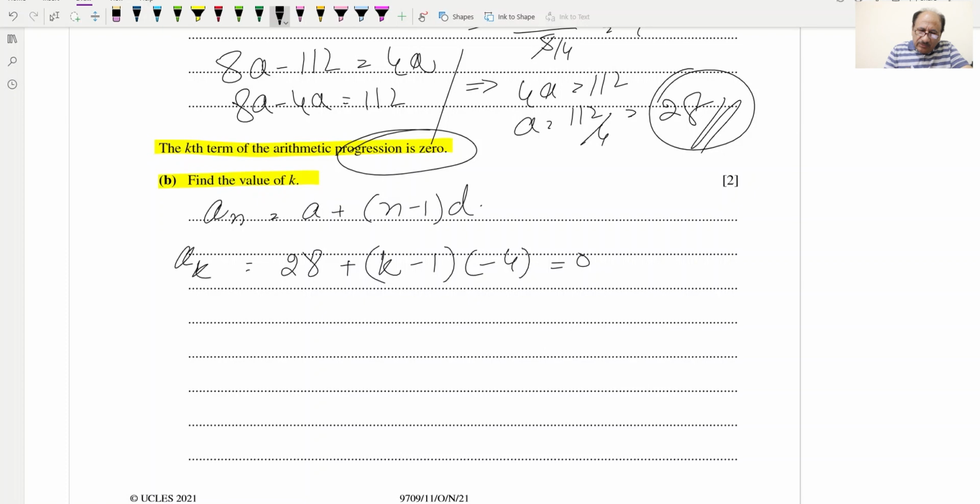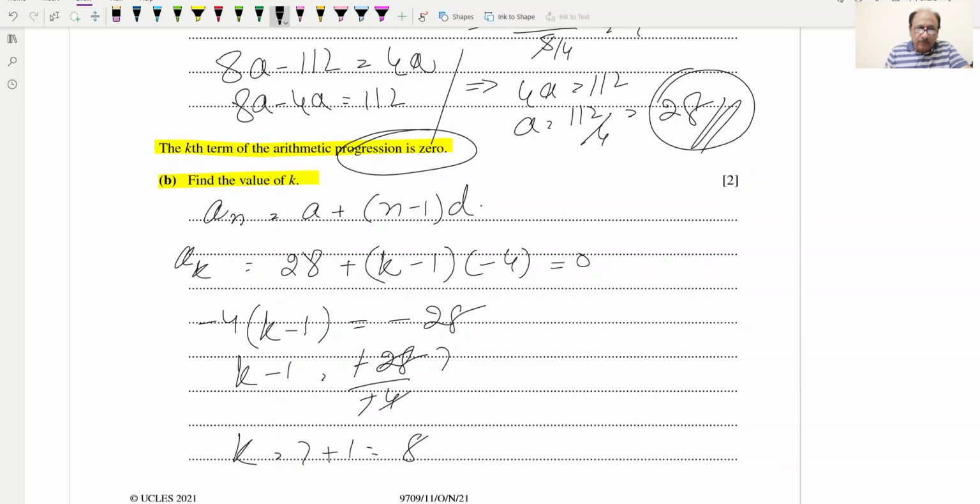So we can rewrite it as k minus 1 into minus 4, basically we can write minus 4 on the other side, equal to minus 28, and k minus 1 is equal to minus 28 over minus 4. So this will be 7. So k is equal to 7 plus 1, which is equal to 8.